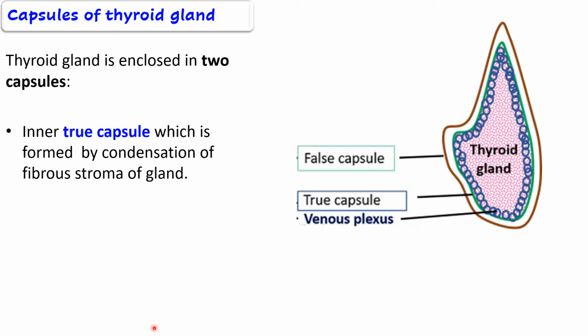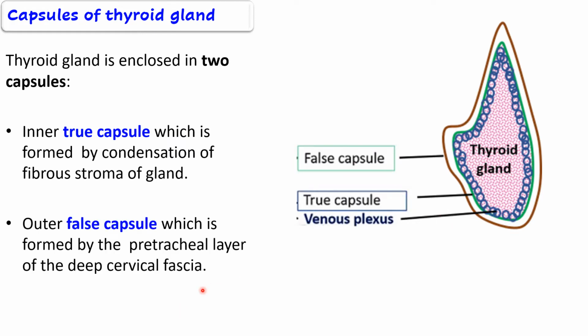So the true capsule, how is it formed? It is formed by condensation of fibrous stroma of the gland. So the gland has various lobules which are separated by fibrous tissue, the connective tissue which will carry blood vessels and nerves. And when it condenses at the surface of the thyroid gland, at its periphery, it forms a capsule known as the true capsule. And the false capsule is derived from the pretracheal layer of deep cervical fascia.